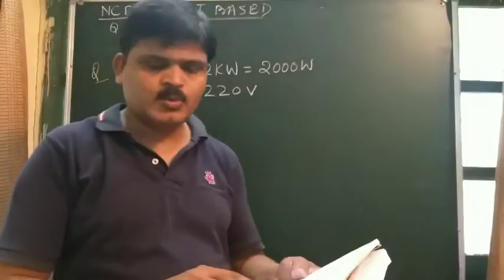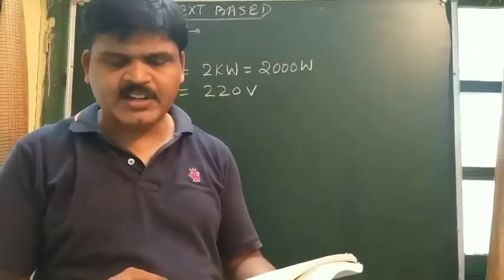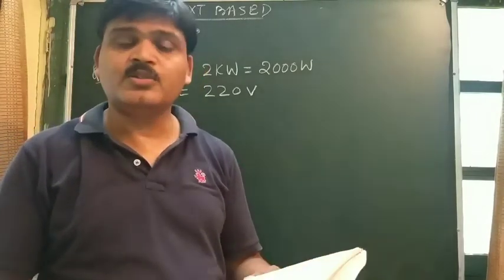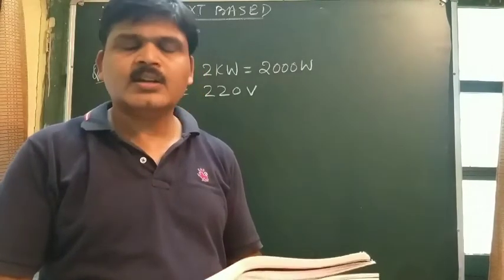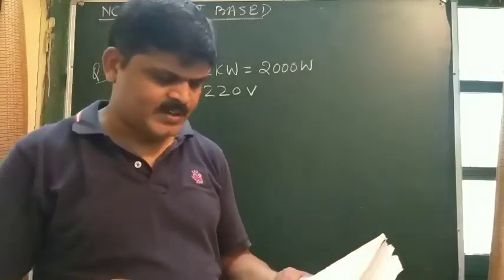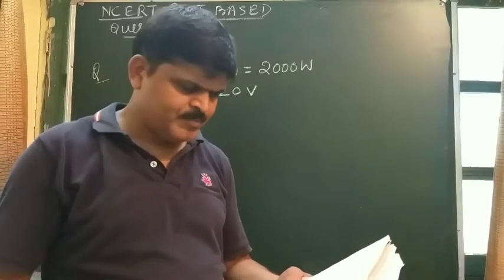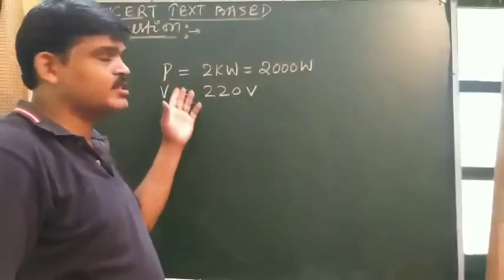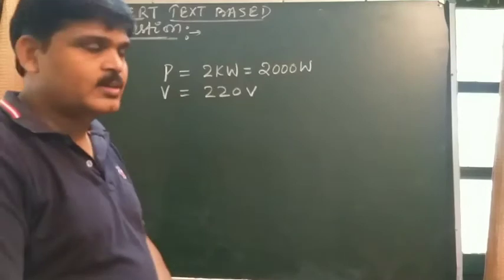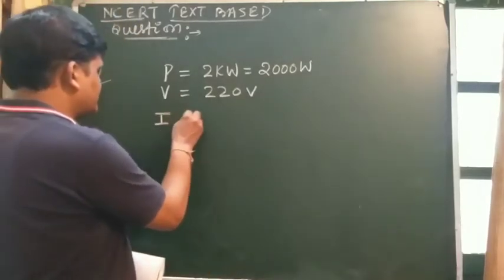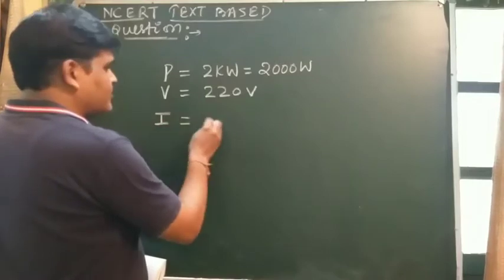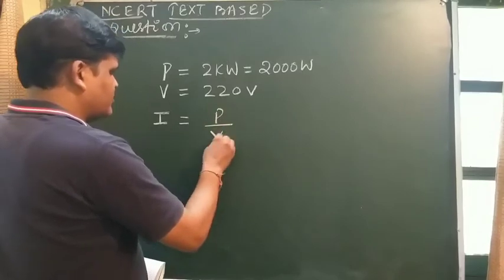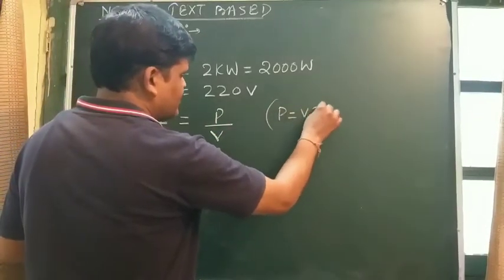An electric oven of 2 kilowatt power rating is operated in a domestic electric circuit of 220 volt that has a current rating of 5 ampere. What result do you expect? Explain. So student, what is the current drawn by this electric oven? We know that P equals VI, so I equals P by V. You already know that P equals VI.